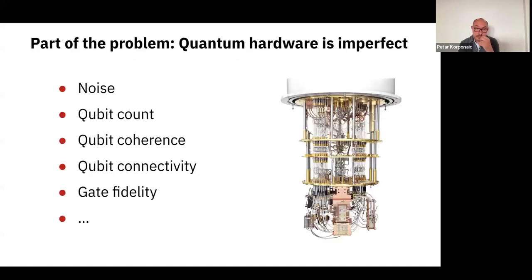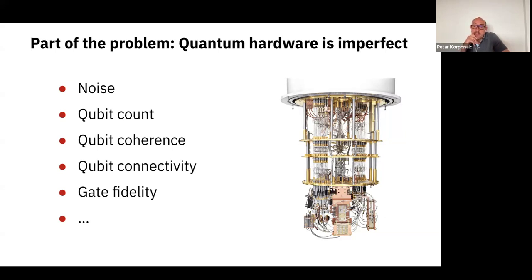Okay, now, so why is that? Why don't we have a quantum advantage yet? Part of the problem is quantum hardware. Quantum hardware is imperfect. Why is that? Because we are trying to control quantum mechanical phenomena, which is not only strange and small, but it itself is not fully explored and understood by us.